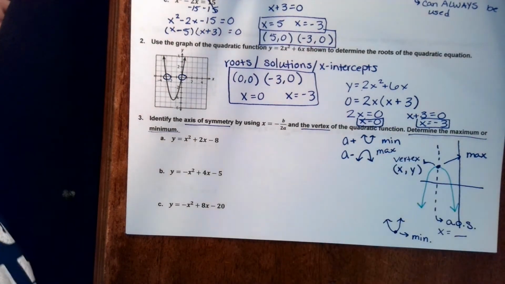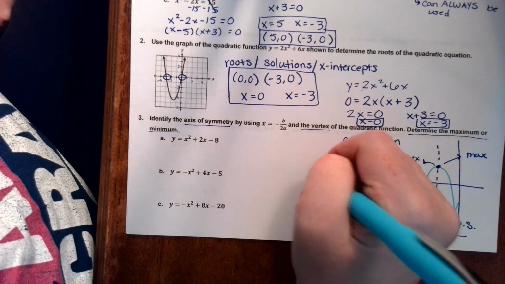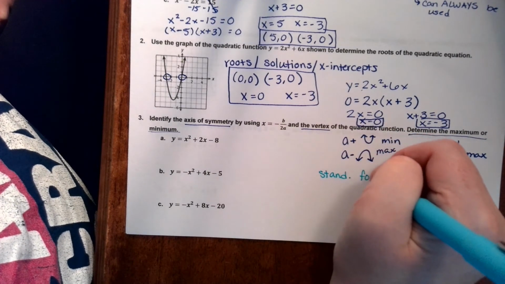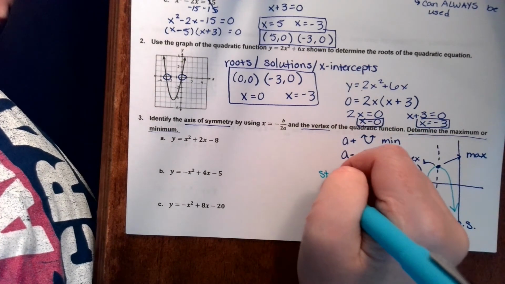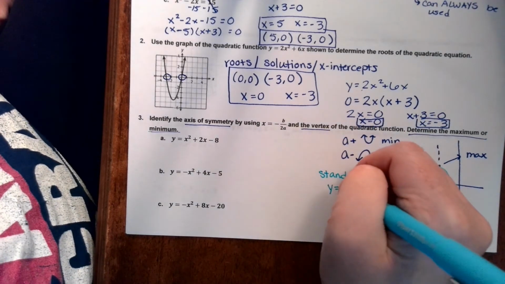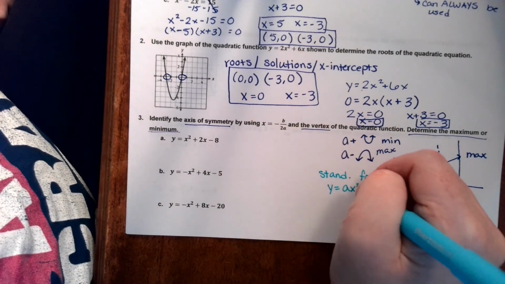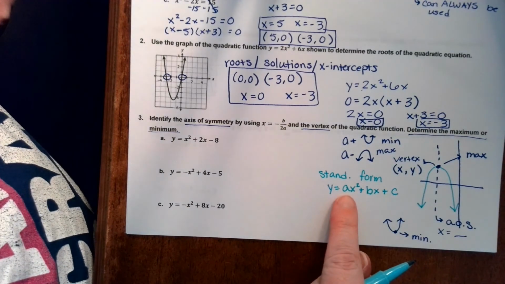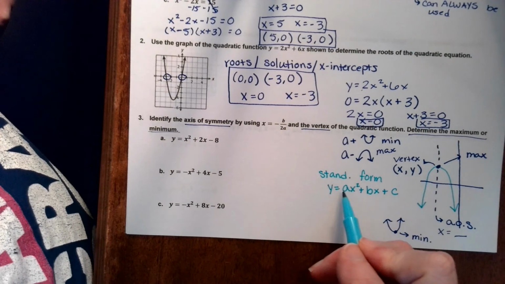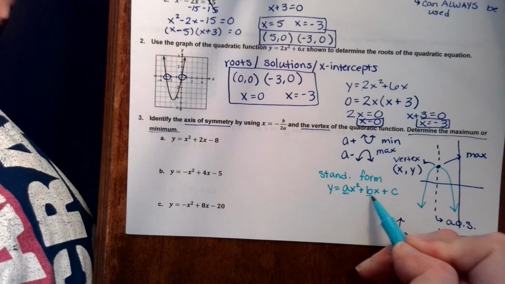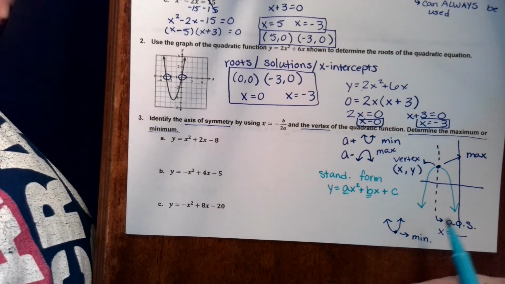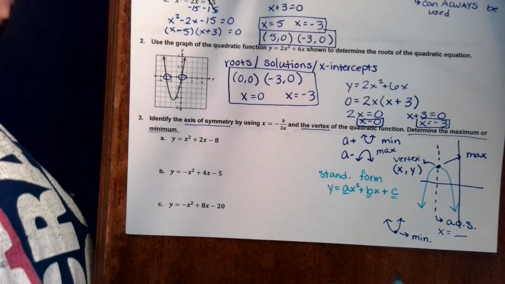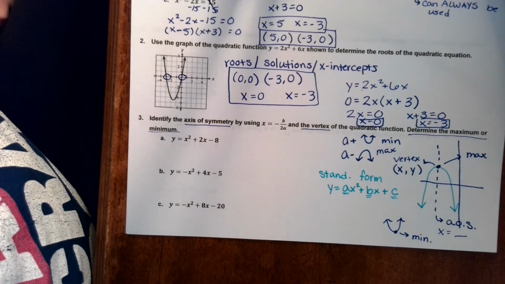Remember, in standard form, I'm going to do this in a different color. When we have standard form of a quadratic, we usually have y equals, or f of x equals, ax squared plus bx plus c. So the term in front of x squared, or whatever the coefficient is, is a. The coefficient in front of x without the square is b. And the constant without an x is c.